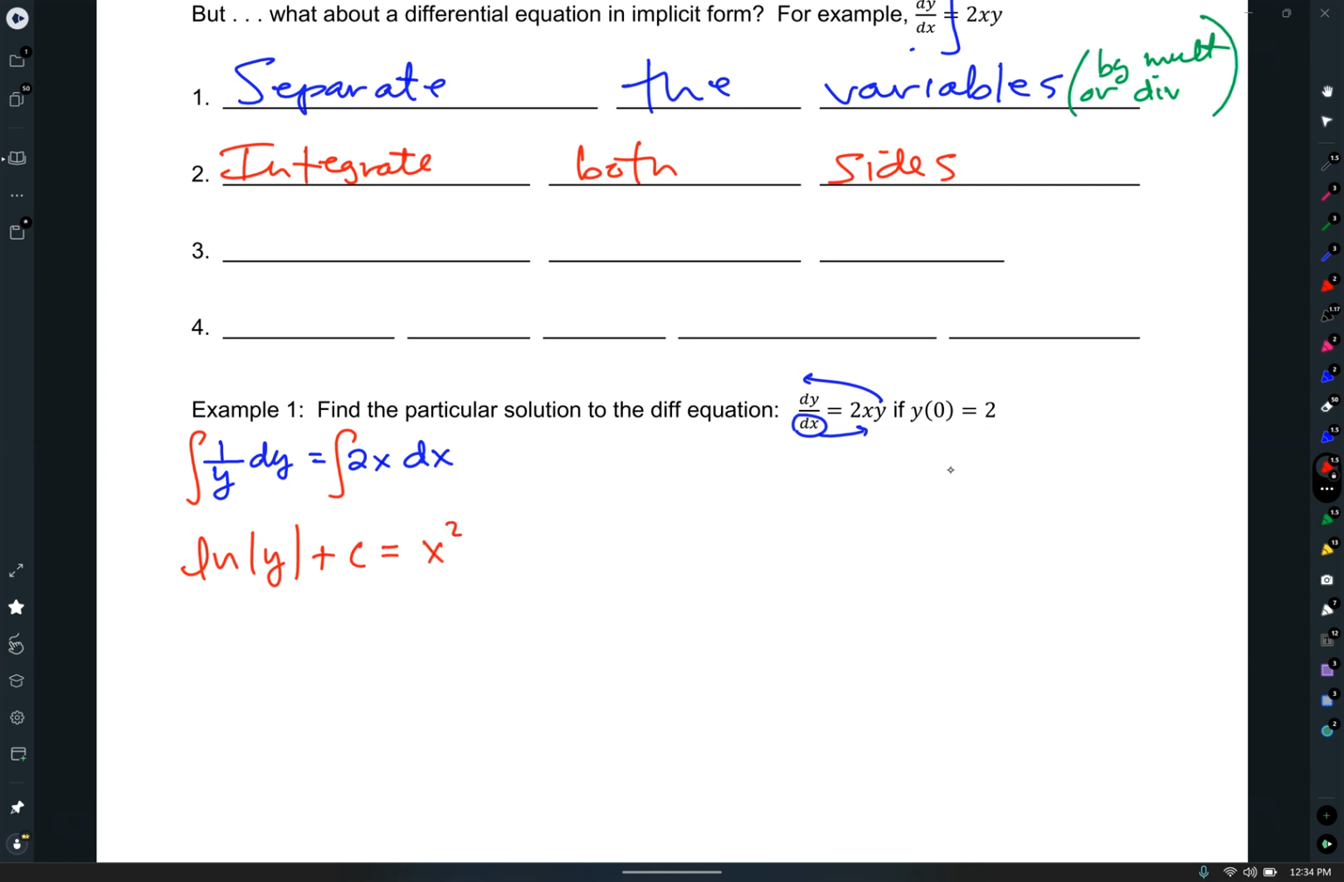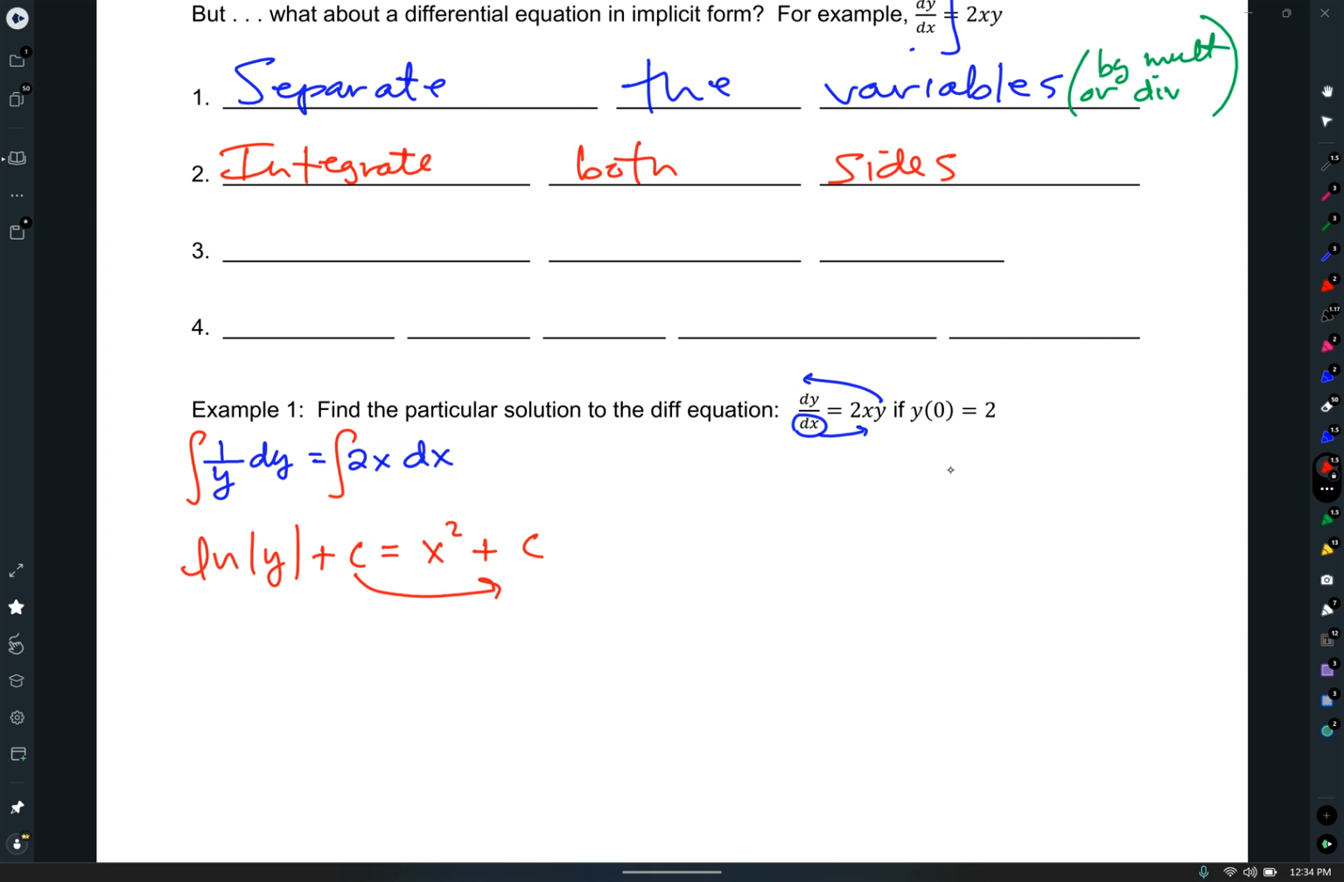X squared. Okay, now wait a minute. If I say plus c, do those c's cancel each other out? They're not necessarily the same c. Does that make sense? So how about we do this? Could I, if I wanted to, move this c over here and combine it with the other c and just think of it as one big C?